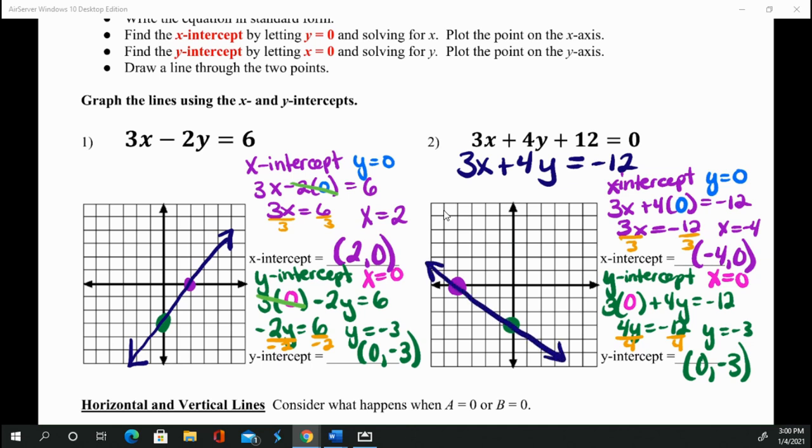It's important that you extend with arrows in both directions because this graph continues in both directions. The graph doesn't only exist between those two endpoints. The solutions are every point that's on the line. So we're kind of using a shortcut here by just graphing the x-intercept and the y-intercept, but every point on this line is a solution to the linear equation. So we want to make sure we represent that with arrows in both directions, both in the increasing direction and in the decreasing direction.